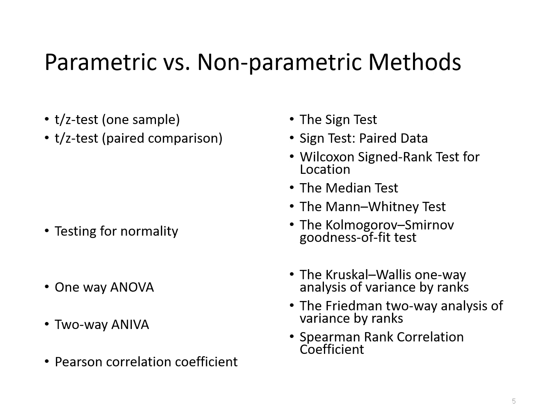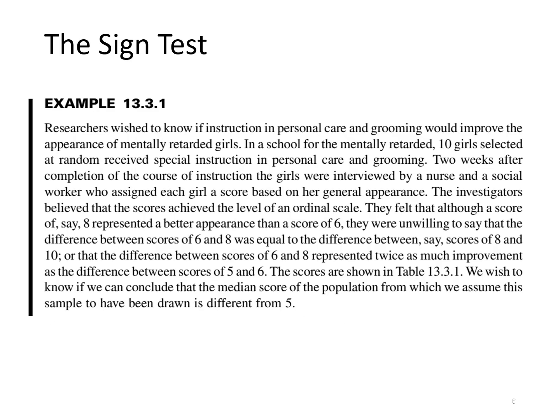The Kruskal-Wallis one-way analysis of variance by rank is compatible with one-way analysis of variance. And second, the Friedman two-way analysis of variance by rank is compatible with the blocked design in two-way analysis of variance. So this is not ANIVA, now ANOVA. Then the Pearson correlation coefficient is compatible with the Spearman rank correlation coefficient. So all the matching methods are there, parametric versus non-parametric methods.